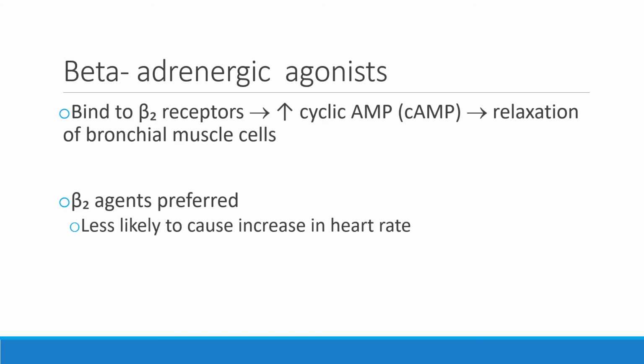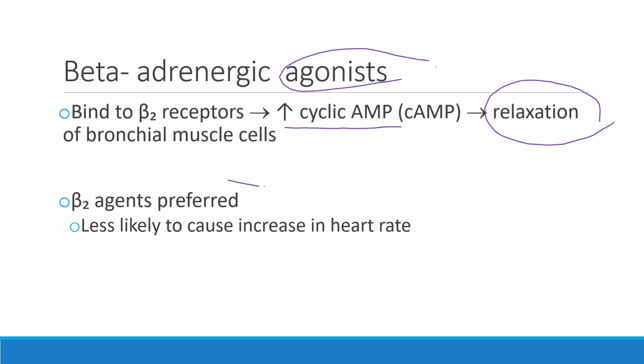So, beta adrenergic agonist. Agonist means it stimulates. It doesn't take up the parking space and block it, but it stimulates it. They bind to beta-2 receptors. They'll increase cyclic AMP, and that will cause the relaxation of smooth muscles, right? So that cyclic AMP increasing will lead to relaxation of bronchial smooth muscles, in other words, bronchodilation. And then these are specific. Beta-2 agents are specific to bronchodilation.